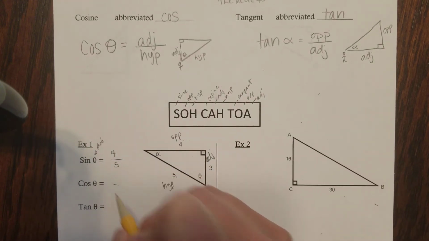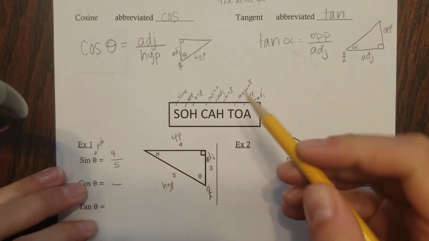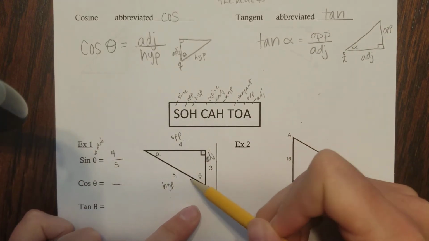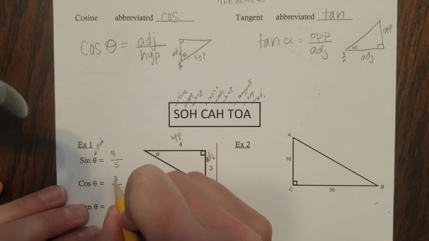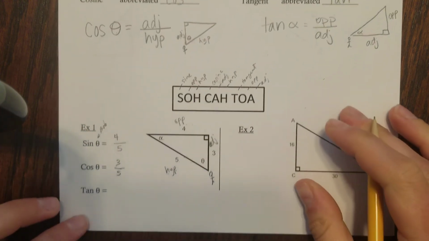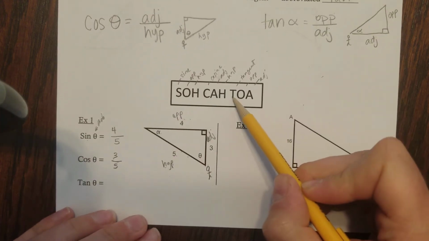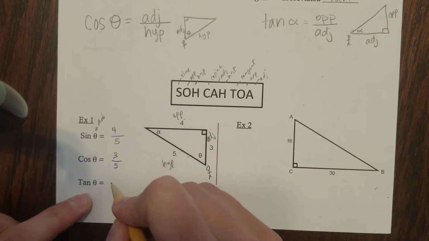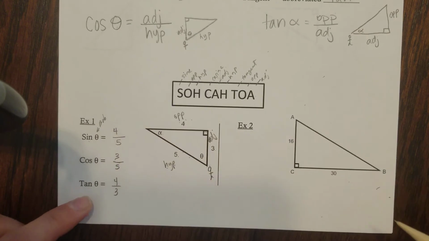Cosine is adjacent and hypotenuse. So adjacent is 3, hypotenuse is 5, 3 over 5. And then tangent, TOA, is opposite and adjacent. So opposite is 4, adjacent is 3.